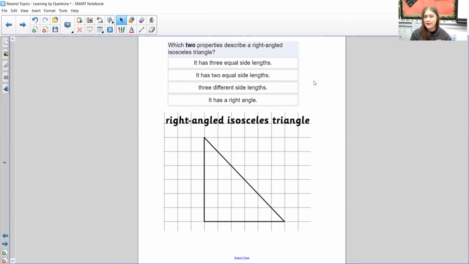So, that might help us for this side. Which two properties describe a right-angled isosceles triangle? So looking at that, I can use my knowledge. I already know what right angled means. I already know what isosceles means. So I think I can find those two features or two properties out of that list.